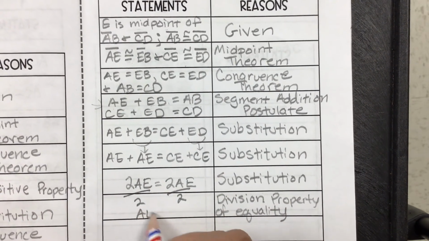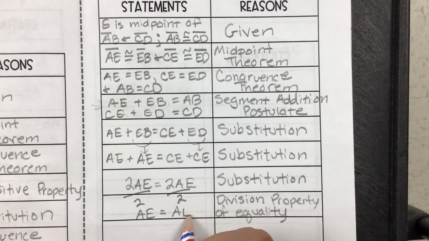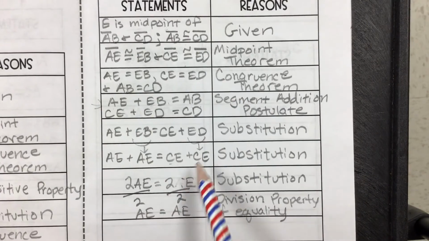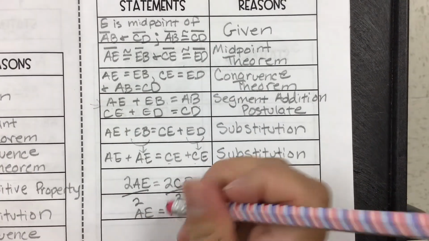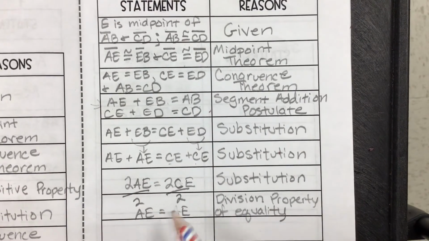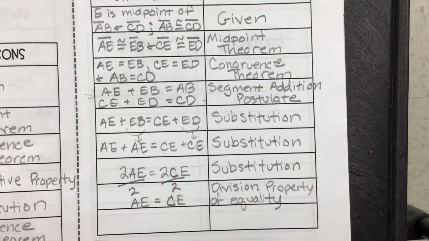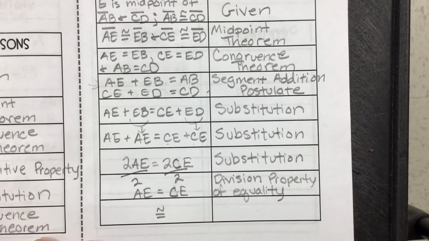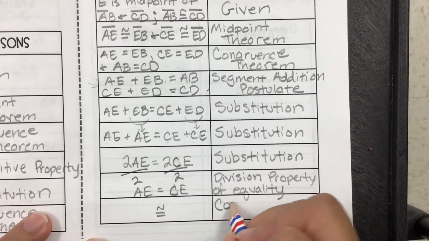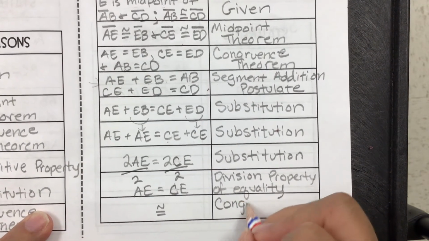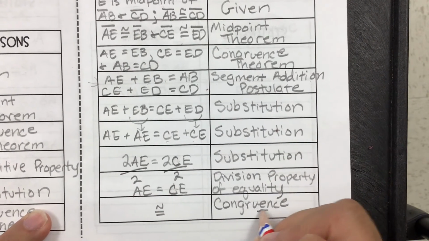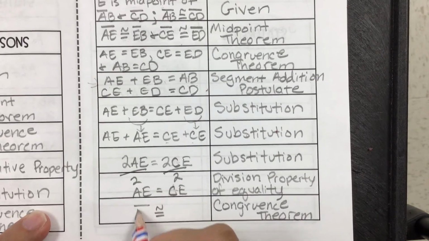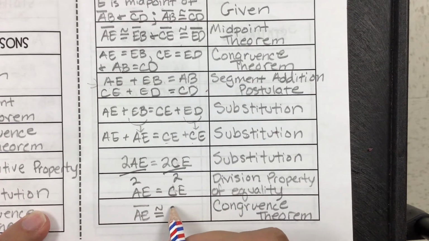That means that AE now is equal to CE. I'm sorry, this was supposed to be C because this was CE. So this is supposed to be CE. That makes this one CE. From an equal sign to a congruency sign is the congruence theorem. That means that the segment AE is congruent to the segment CE.